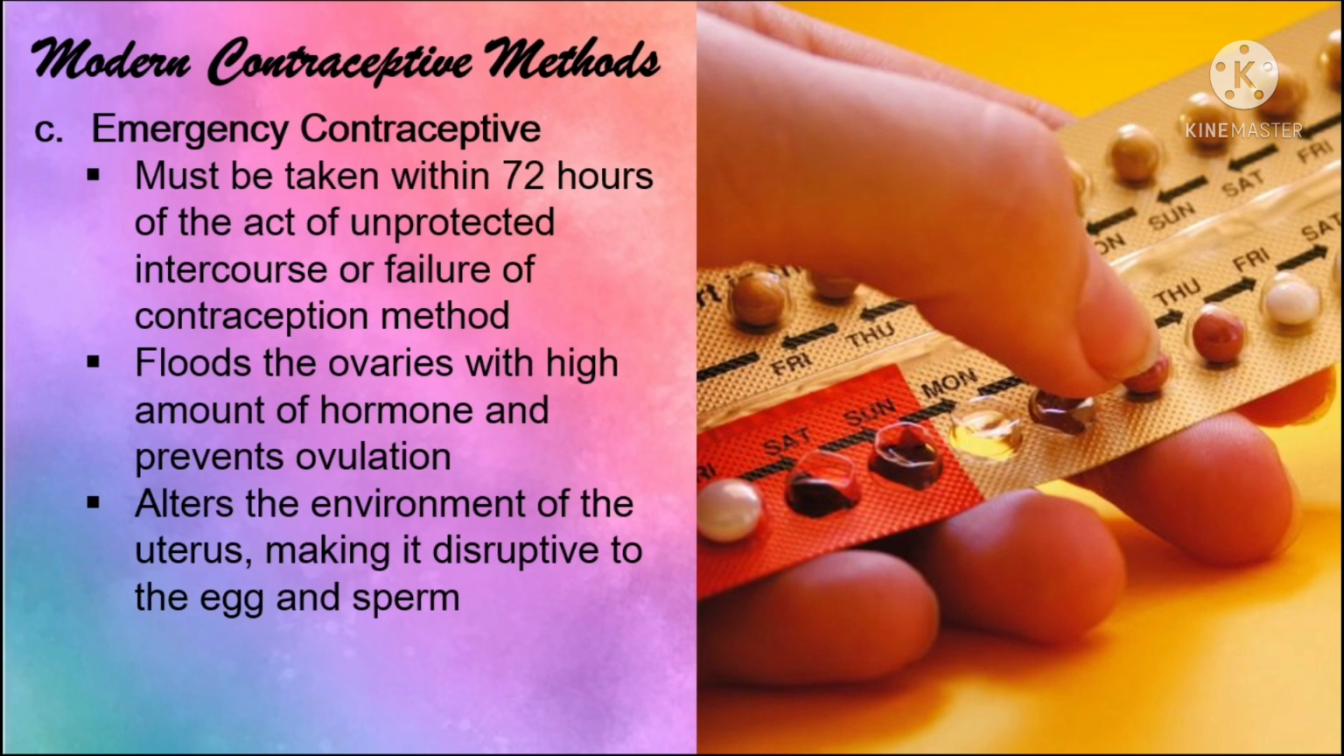Okay? And it alters the environment of the uterus, making it disruptive to the egg and sperm. Now, the question, can one get pregnant after taking emergency pills? Actually, itong morning after pill, aka emergency contraceptive, can help prevent pregnancy when you take it after having unprotected sex. However, it won't prevent pregnancy for any sex you may have after taking it. Okay? And for the last one, we have surgical methods.